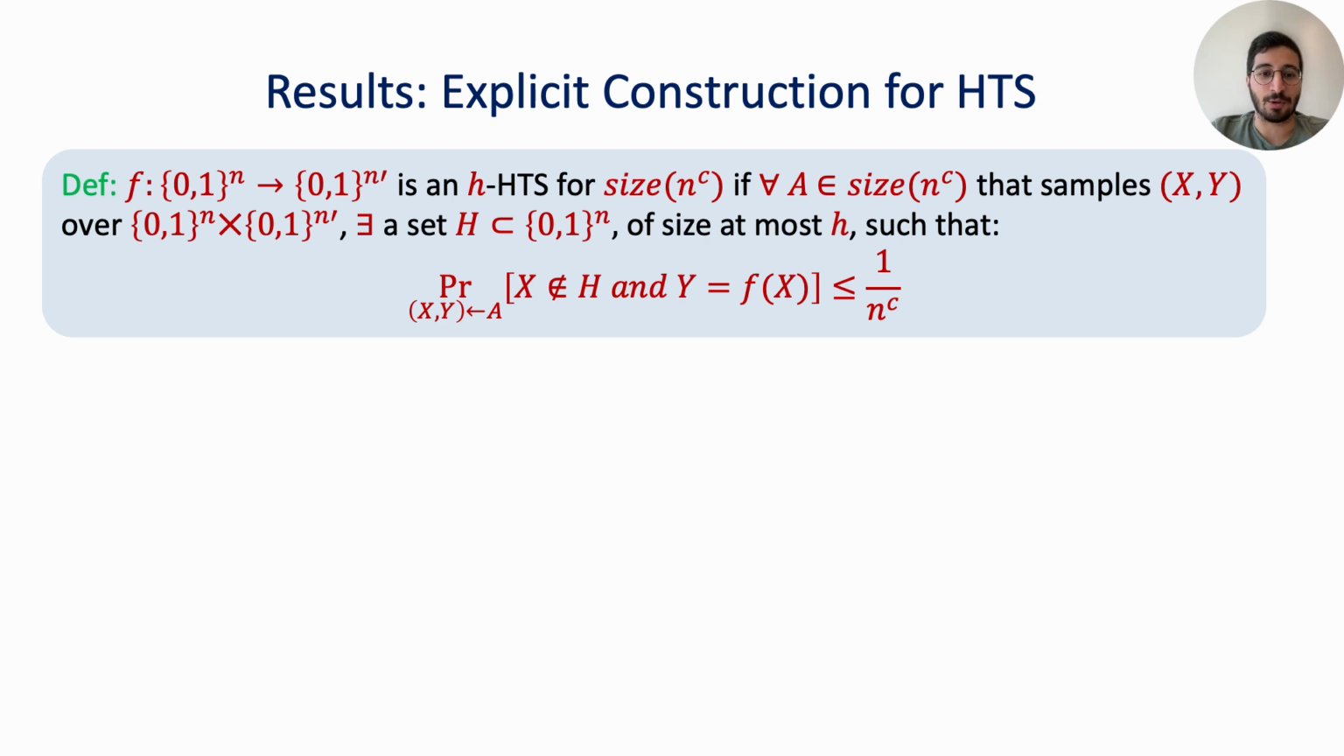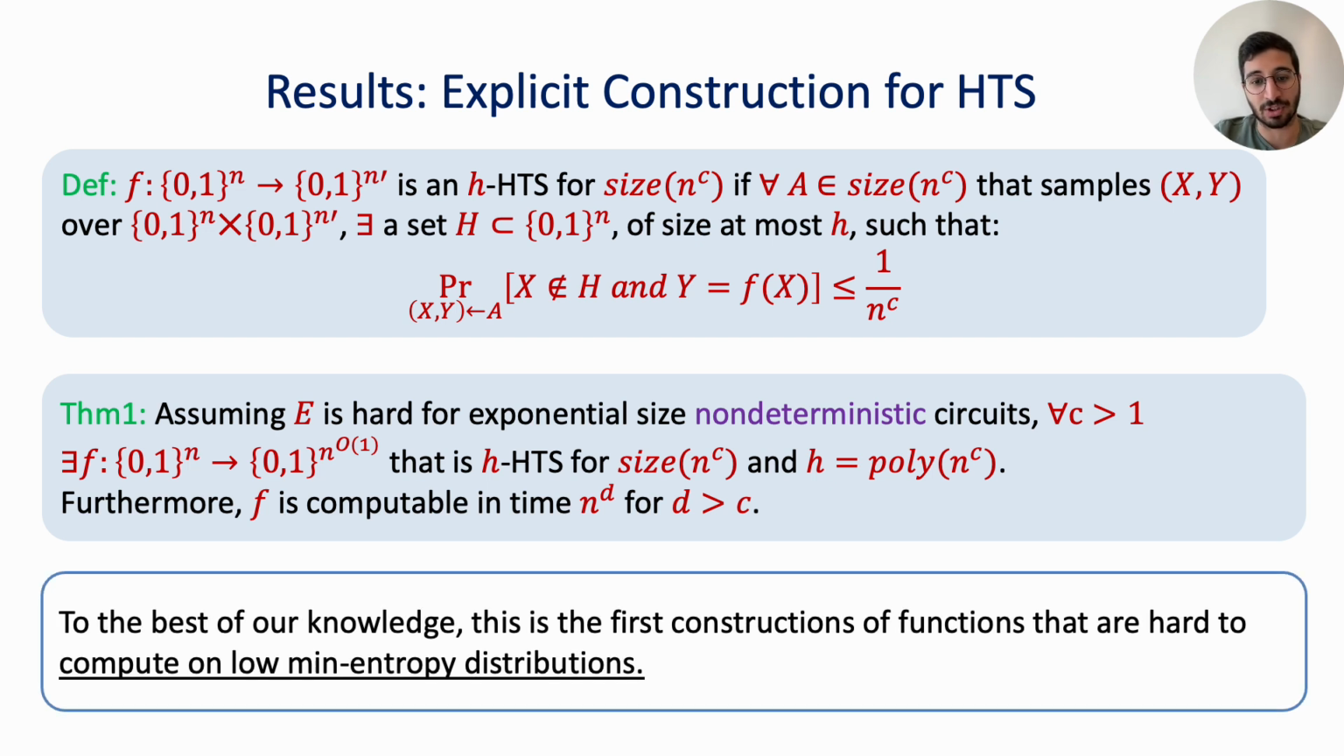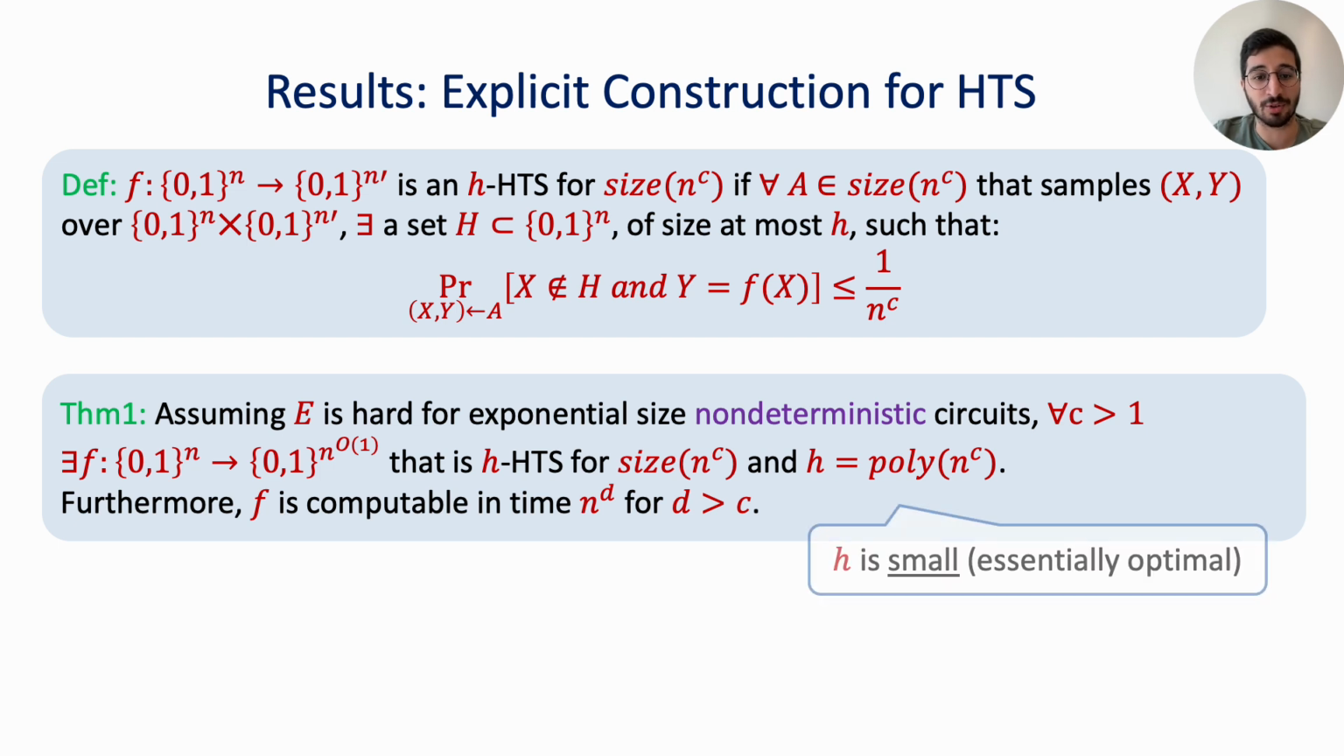So, with this in mind, let me state our formal result. Here's our definition for hard-to-sample functions. The first result is that, assuming E is hard for exponential size non-deterministic circuits, the same assumption we use in our other result, there exists a function f from n bits to, let's say, n^3 or n^4 bits, that is HTS for size n^c circuits, and H that is poly in n^c. To the best of our knowledge, this is the first construction for such functions for sufficiently low min-entropy distributions. So we're not aware of any hard-to-sample functions that are hard to sample for such small min-entropy. One more thing to point out here is that H is essentially optimal. You can't hope to get a better size H than this.